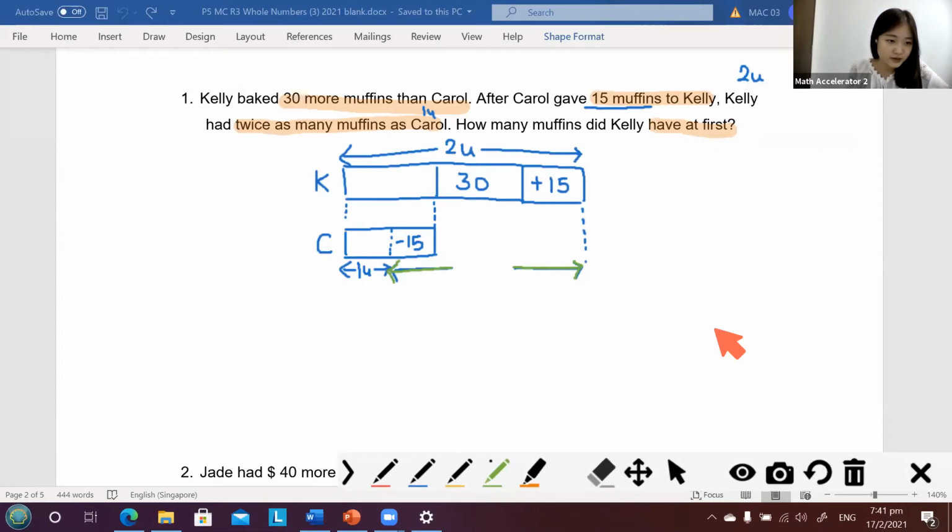Okay, I see your answers. Good. A lot of you are telling me 1 unit. If you're not sure why it is 1 unit, this is 2 units for Kelly. This is 1 unit. So 2 minus 1, whatever is left here has to be the 1 unit. So this is 1 unit. Can you tell me how to find the 1 unit? What must I add? You can type in the chat how to find the 1 unit.